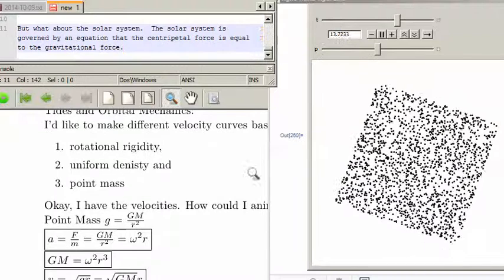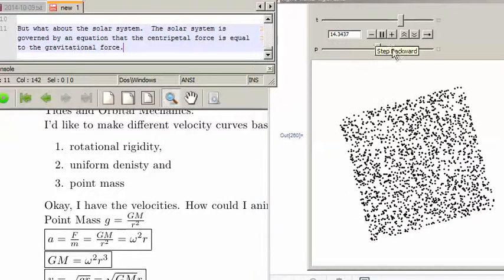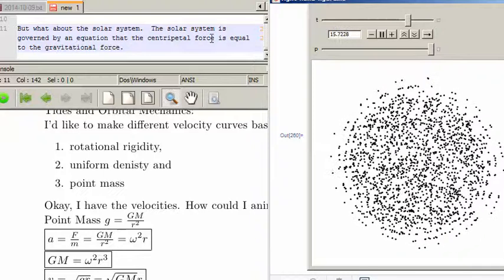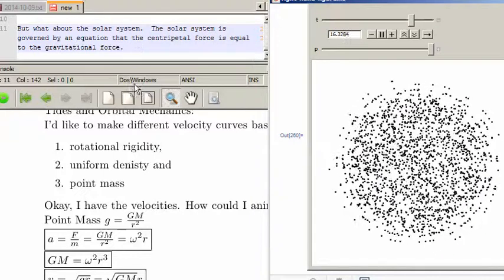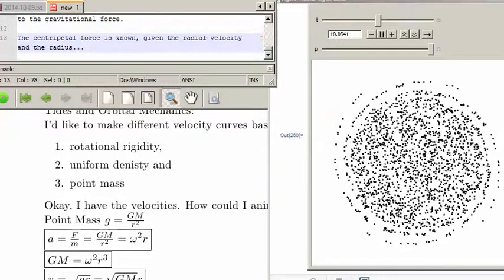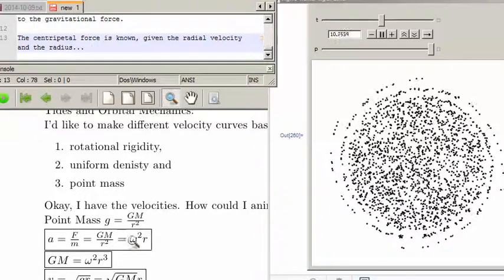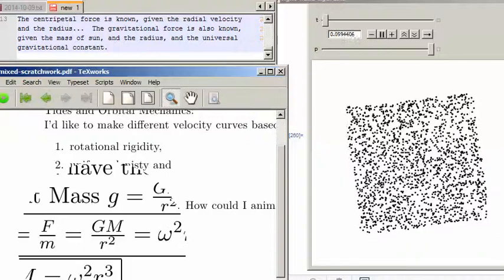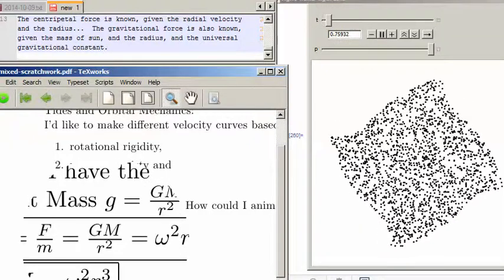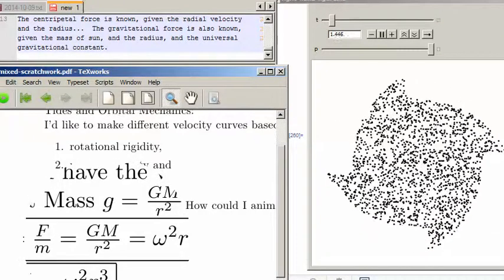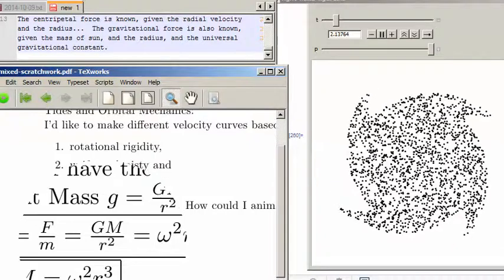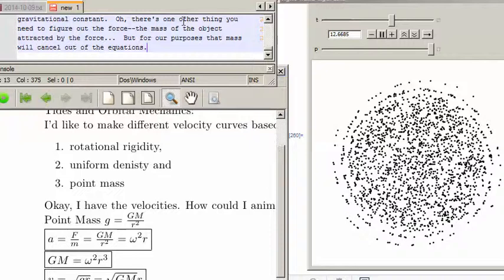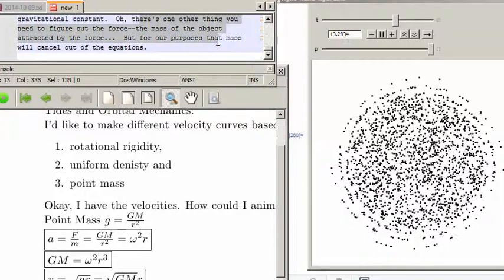But what about the solar system? The solar system is governed by an equation that says that the centripetal force is equal to the gravitational force. The centripetal force is known given the radial velocity and the radius. The gravitational force is also known given the mass of the Sun, the radius, and the universal gravitational constant. There's one other thing you need to figure out: the mass of the object attracted by the force.